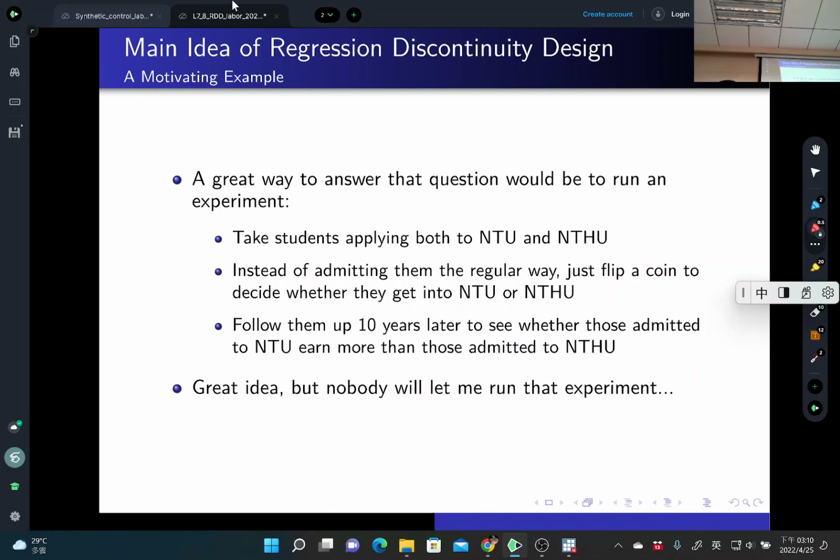So instead of basing it on the test score, we just randomly decide who can go to NTU and who can go to Tsinghua, and follow them up for 10 years to see whether NTU students earn more than the Tsinghua students. You can get a causal effect, because whether they go to NTU or Tsinghua is just due to a random event. But nobody will let me run this experiment, because this is a very important treatment for them. We cannot use this way to decide who gets a treatment or not.